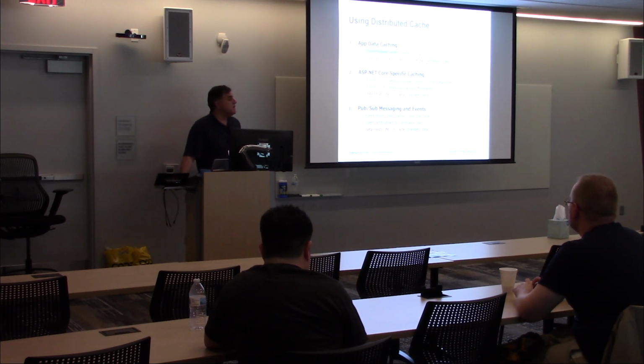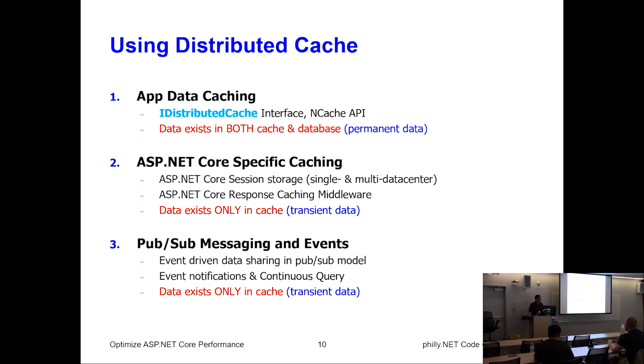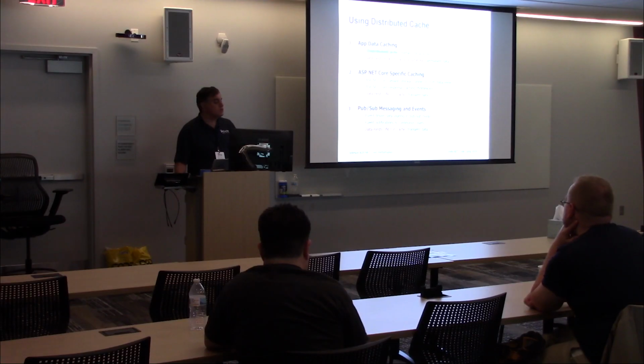Number 2 use case is that, again, app data caching is for ASP.NET Core and also other applications. But for ASP.NET Core, there are at least 2 other uses. One is the sessions, that you can just store your sessions in a distributed cache like NCache. And there's no programming needed to do that, so that's really quick.